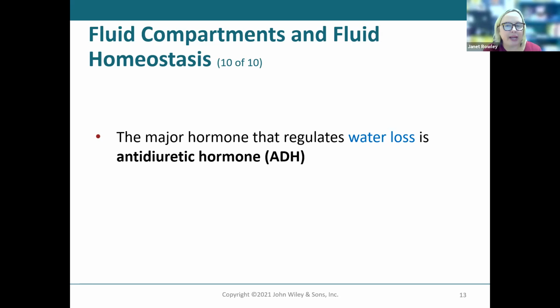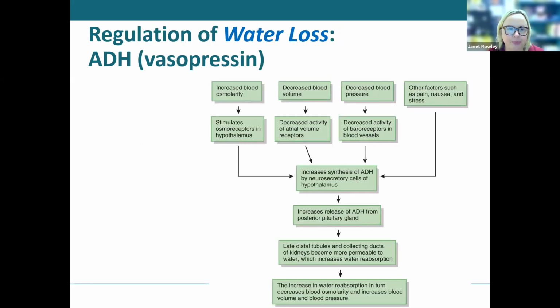The main hormone that regulates water loss is antidiuretic hormone, ADH, also known as vasopressin. So this is how ADH works. Increased blood osmolarity, again thicker blood, stimulates the osmoreceptors in the hypothalamus, which increases the synthesis of ADH by the hypothalamus. When there's more ADH, it increases the release of it from the posterior pituitary.